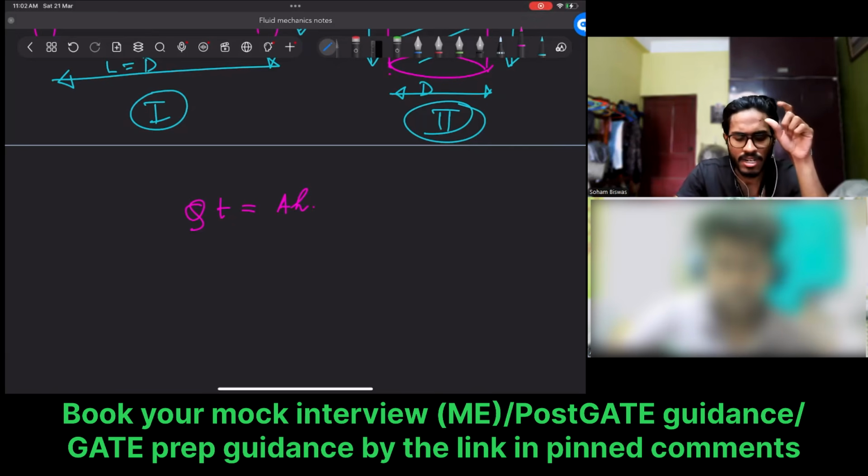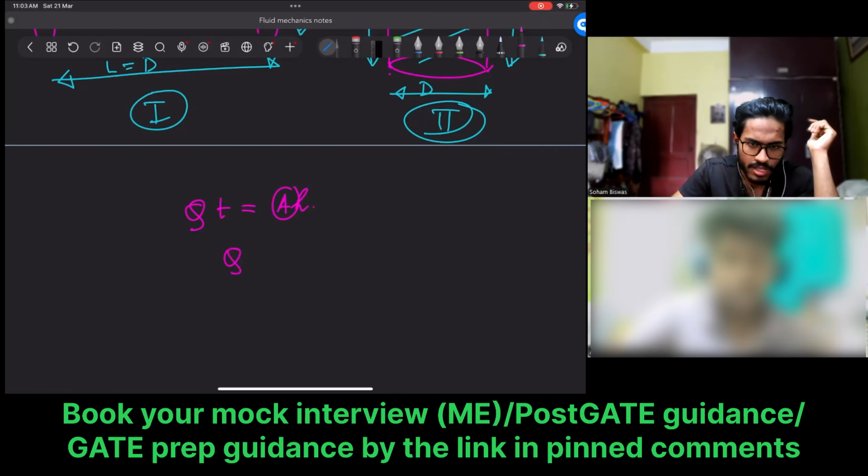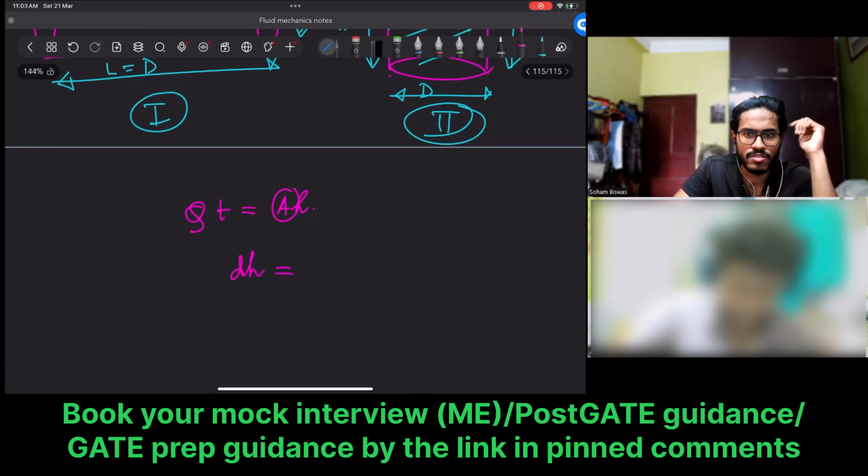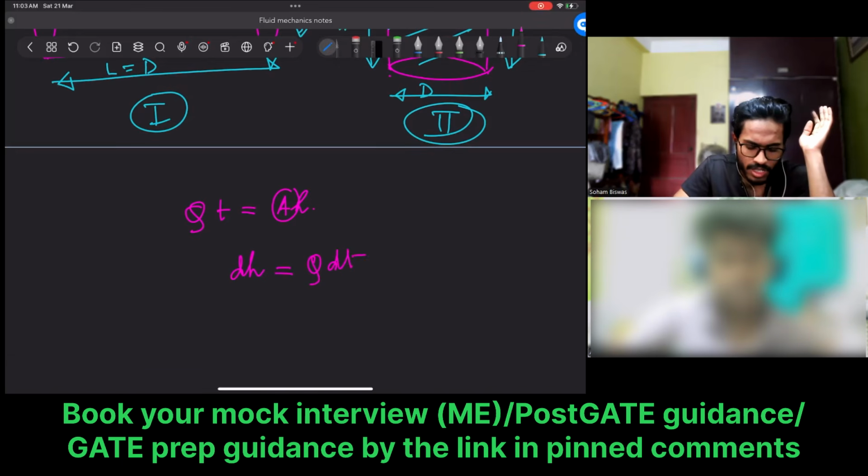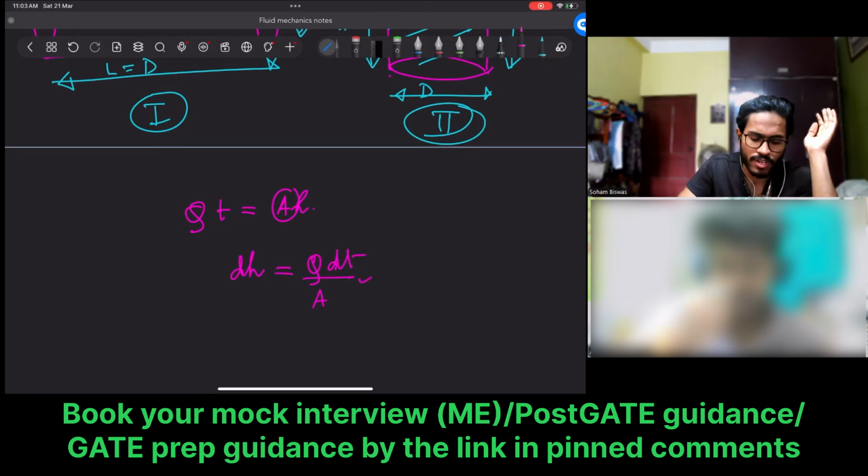For each and every instant, will this area change or not? Yes, it will change. So for infinitesimal time, can you write it? dh is equal to Q into dt by A. Right. Very good.